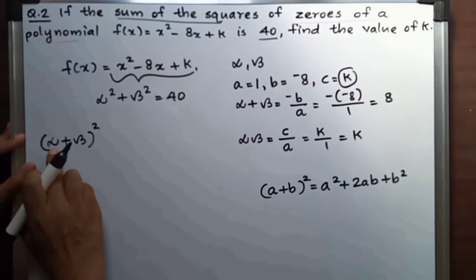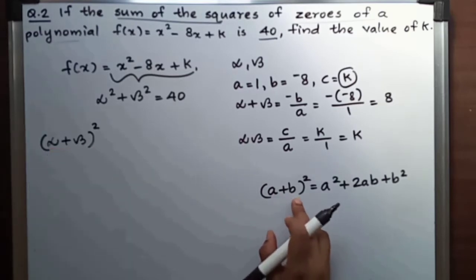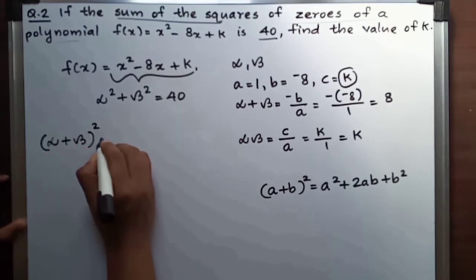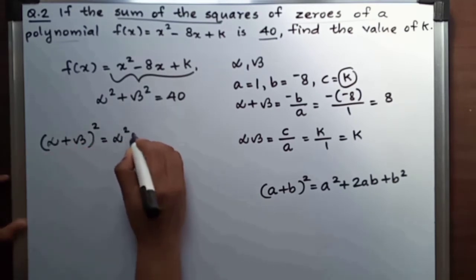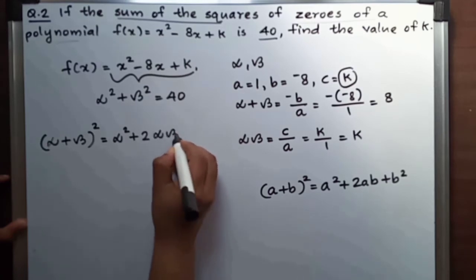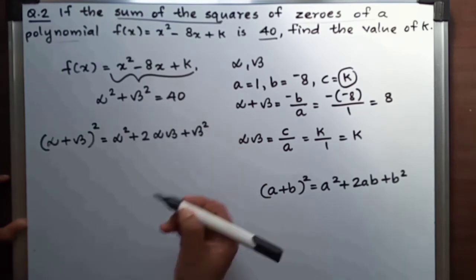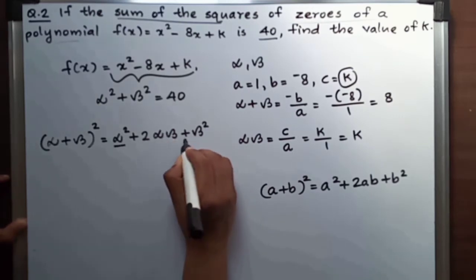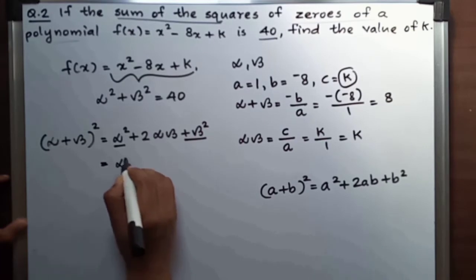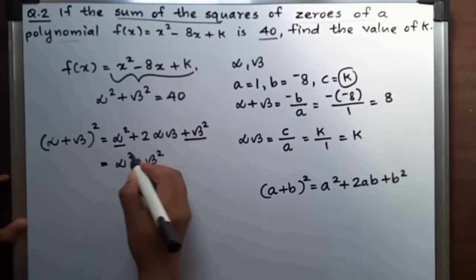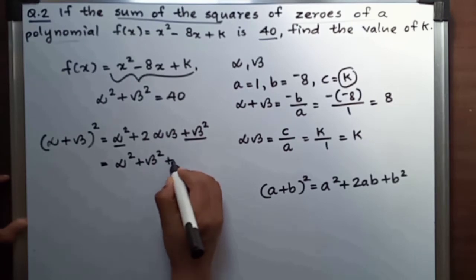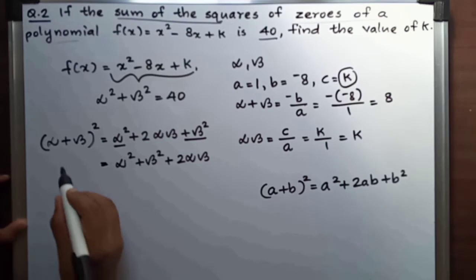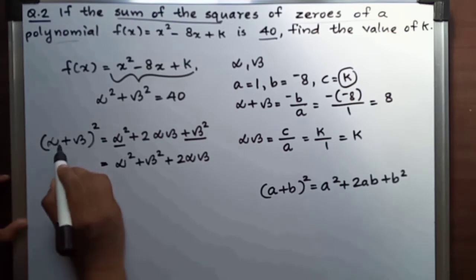Here in place of a there is alpha and in place of b there is beta. So how will we do this? Alpha plus beta the whole square is equal to alpha square plus 2 alpha beta plus beta square. Now alpha square plus beta square, I am taking those two terms together here. Alpha square plus beta square plus 2 alpha beta.